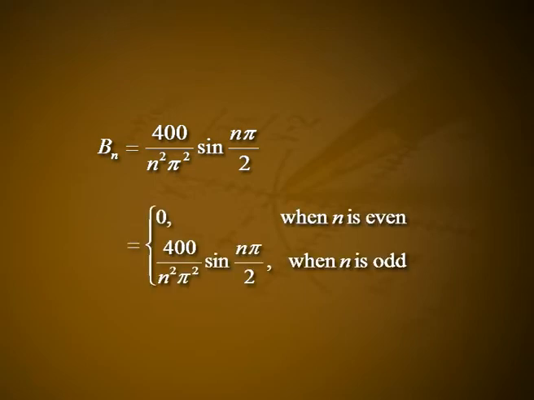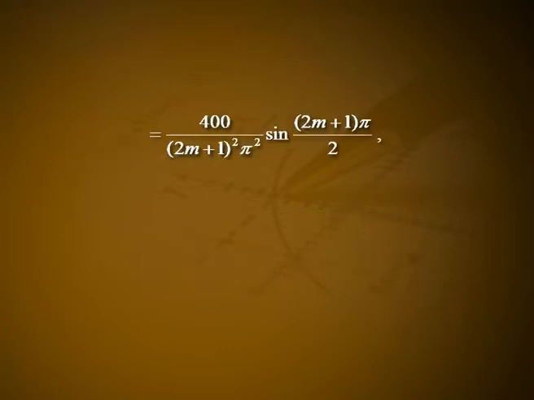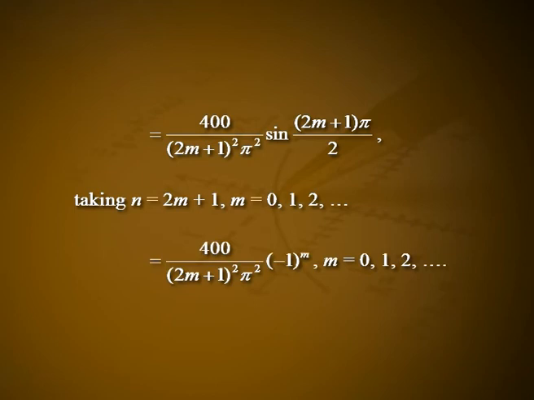On simplification, we obtain b_n = 400/(n²π²) sin(nπ/2). That is equal to 0 for n even, and 400/(n²π²) sin(nπ/2) for n odd. That is equal to 400/((2m+1)²π²) sin((2m+1)π/2), taking n = 2m+1 where m = 0, 1, 2, 3, etc. That is equal to 400/((2m+1)²π²) (−1)^m, where m = 0, 1, 2, etc.